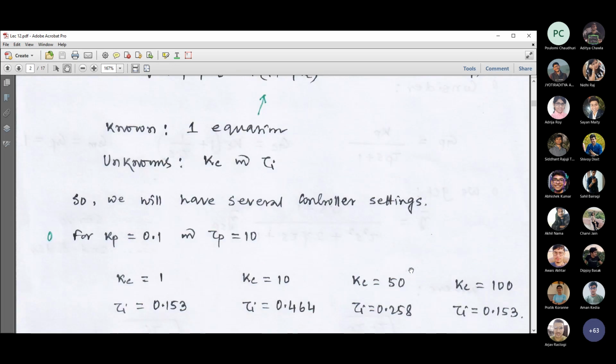Now with this situation, we can have many sets. So here I have just calculated 4 sets. In fact, if you have one equation, two unknowns, in that case, you have to fix one parameter value and find another one. So accordingly, these 4 sets are determined. I have fixed Kc1, then I have determined tau I from that equation. Similarly, I have fixed Kc equal to 10, then I have determined tau I, like this way 50 and 100. For those two cases also we have determined tau I.